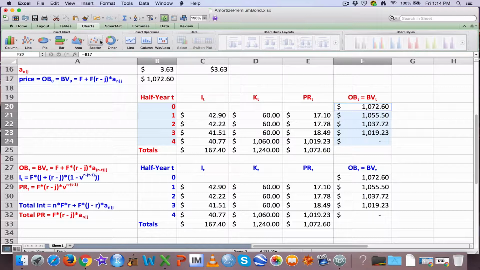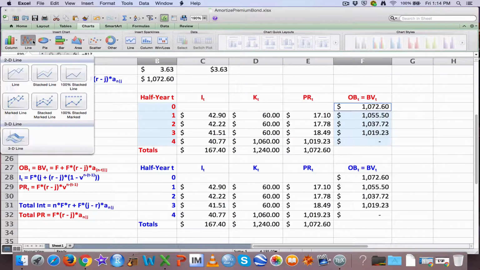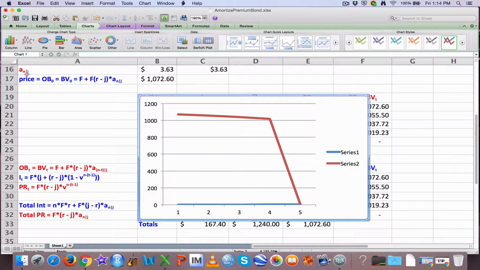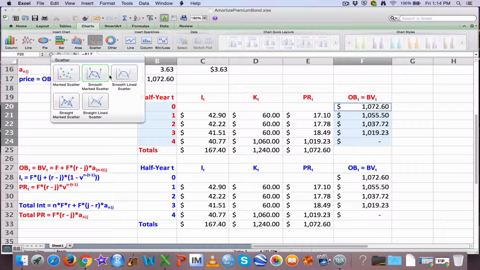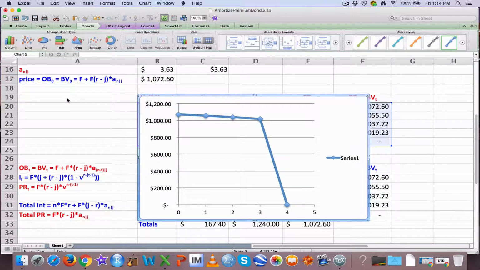That's maybe a scatter plot or a line plot. Let's try a line plot. No, that's not what I want. Do that again. Let's try a scatter plot where I connect the dots, maybe with straight lines. And okay, it's going down to 0 because I'm including that one.